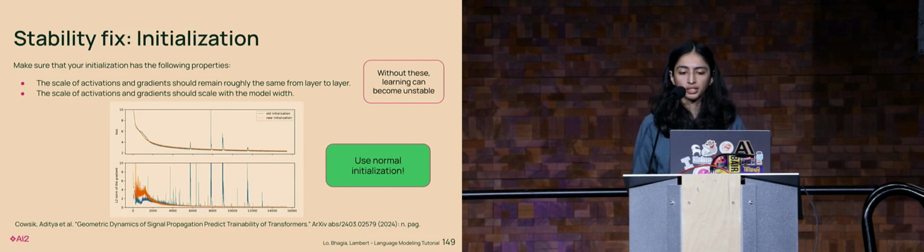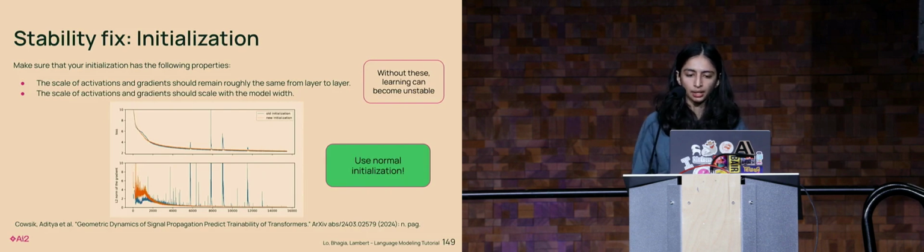The first thing is initialization. Literature suggests that in order to train deep neural networks in a stable way, initialization should have the following properties. The scale of the activations and the gradient should remain the same from layer to layer, and it should scale as you increase the width of your model.